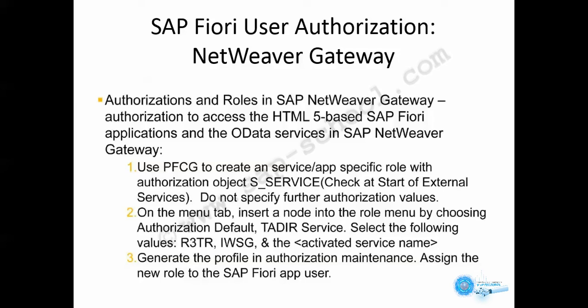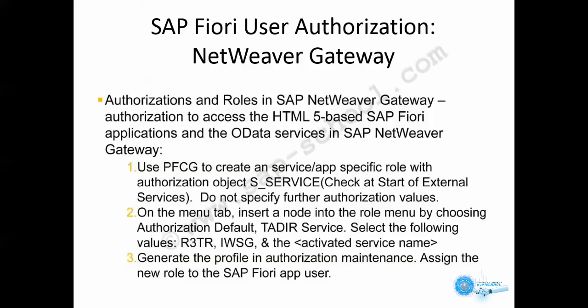Now, this screen is taken from the PFCG transaction. The screenshot is taken from there. So in this we can see that we have 5 tabs here. That is the description, we have the menu, we have authorizations, then we have the user and personalization.